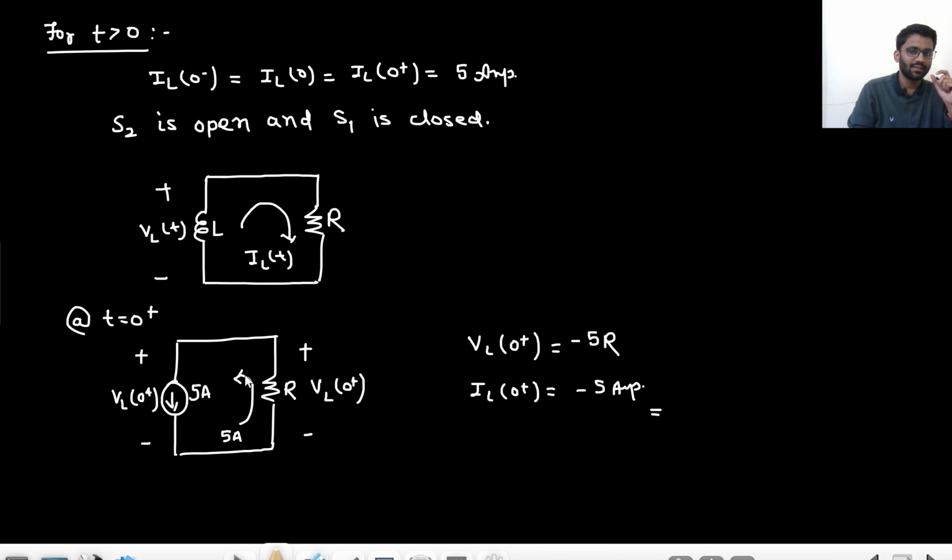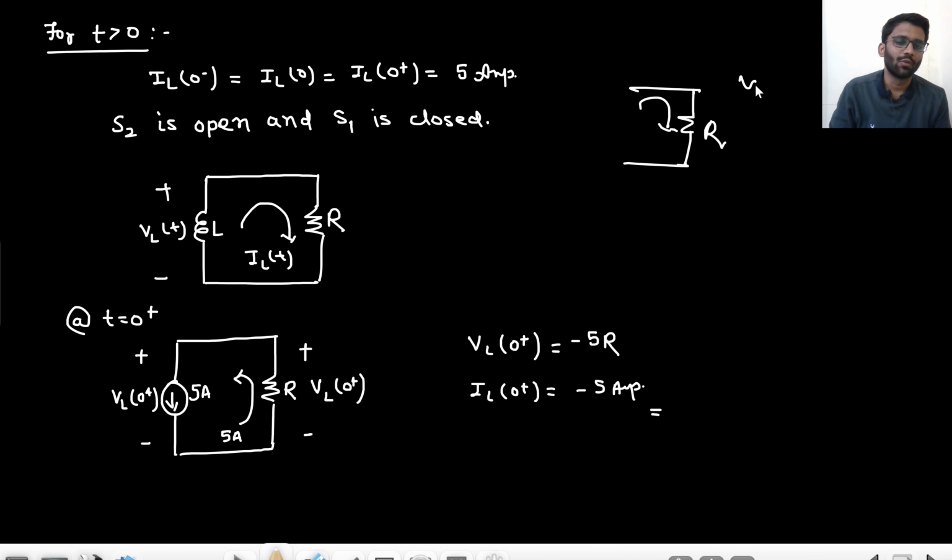Your answer is right. What did I say? Initially 5 ampere current. At steady state, the inductor will be open circuited. This is what we studied. So the condition will be something like this, right? The inductor is open circuited, so there is no current, so voltage is also 0 and current is also 0. You got the same expression.